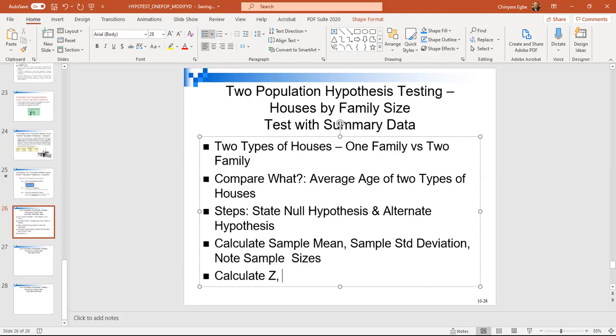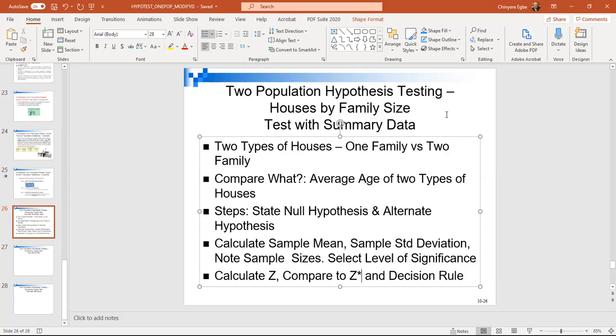We calculate Z, and then we compare to Z star and apply the decision rule. Because before you calculate Z, we select the level of significance. And of course, your level of significance will decide your Z star. These are the steps, and I hope that these steps are very, very clear to you.